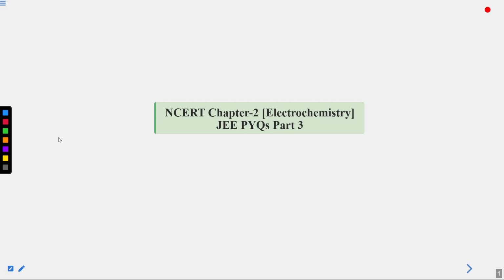Hello everyone. Today we are going to see some practice questions from the JEE. Let's examine some previous year questions which have been covered in the previous year examinations for the JEE exam. Right? So let's start today's topic, that is NCERT Chapter 2 Electrochemistry JEE PYQs Part 3.